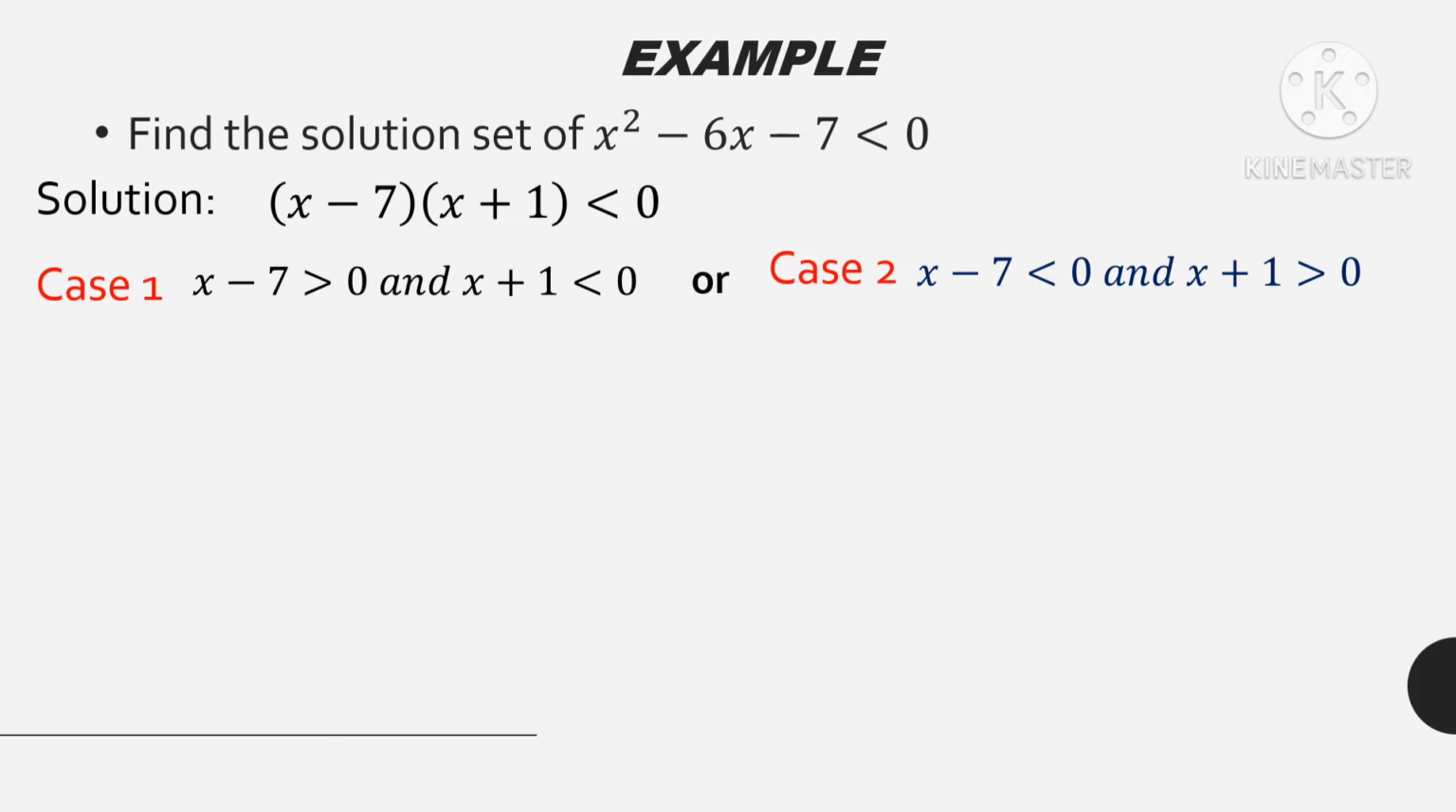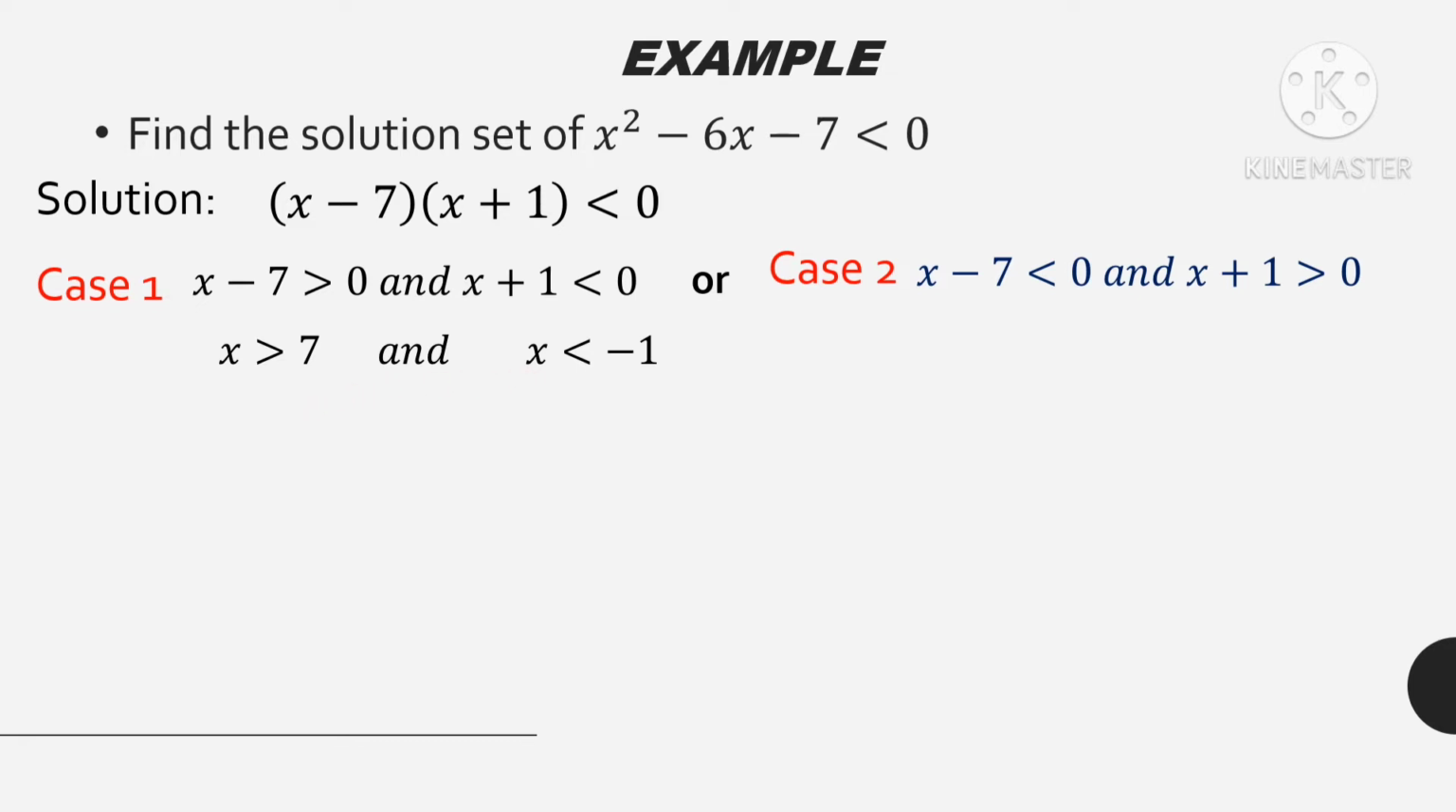So, let's start with case number 1. We have to solve the given inequality. So, x minus 7 is greater than 0, so it will become x is greater than 7. We transpose this to the right side. Then you have x plus 1 is less than 0, so it will become x is less than negative 1. We are going to get their intersection, meaning their common elements.